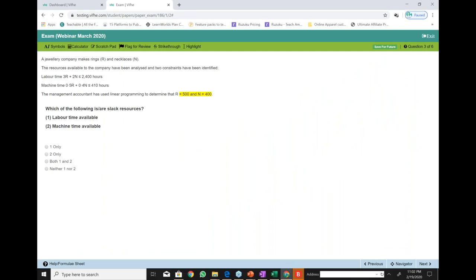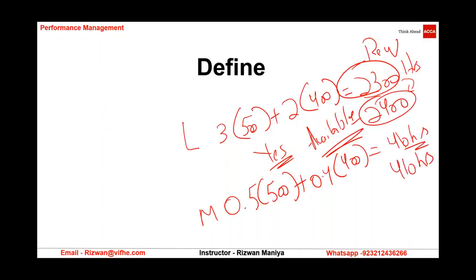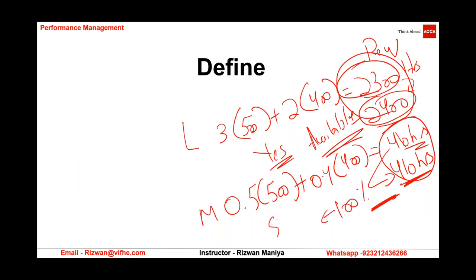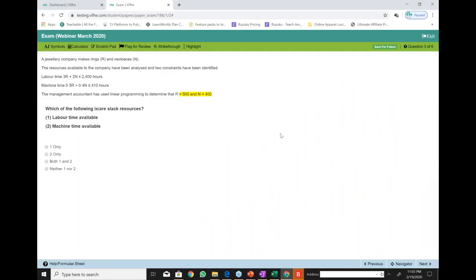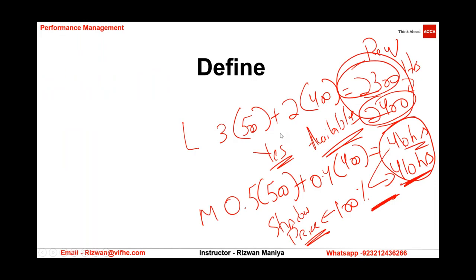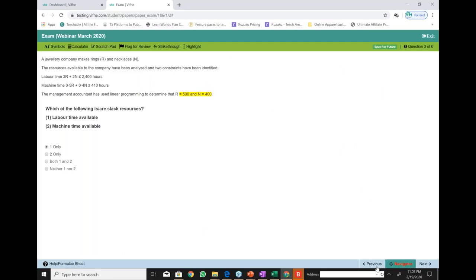How many do we have? 410 we have. So it's 100% utilization. There is no underutilization. So this is slack and this is not slack. When there is no slack, when there is 100% utilization, this is where you work out shadow price. So there is a slack, and where is slack? Slack is at labor. Labor time is the slack. Agreed, guys?